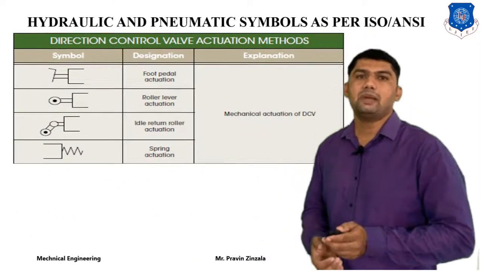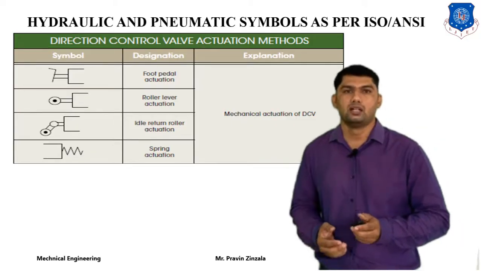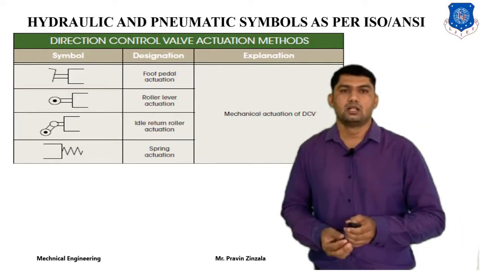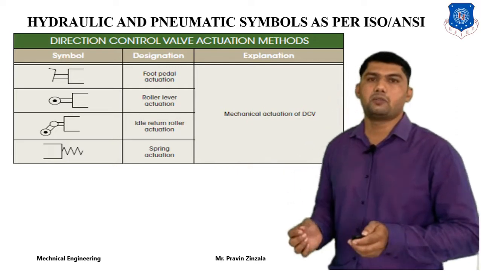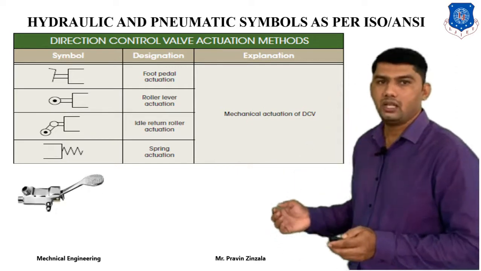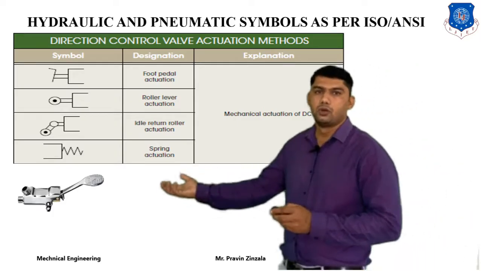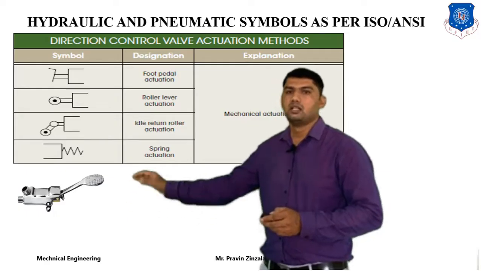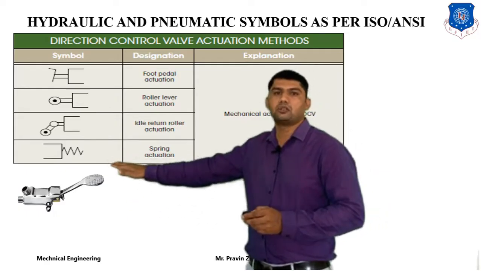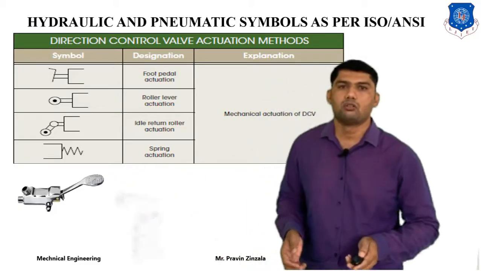The second method is mechanical operation of the direction control valve. We can improve the performance compared to manual operation. In mechanical operation, the first is the foot pedal type. It is also used in industry, using the foot to operate different types of direction control valves. Simply apply pressure with the foot and we can operate the direction control valve.